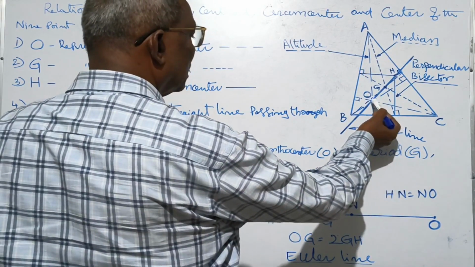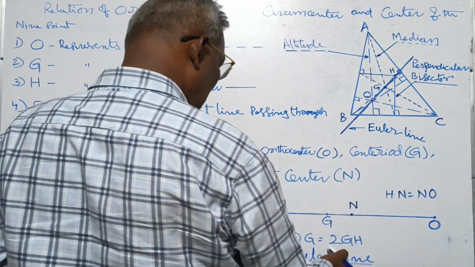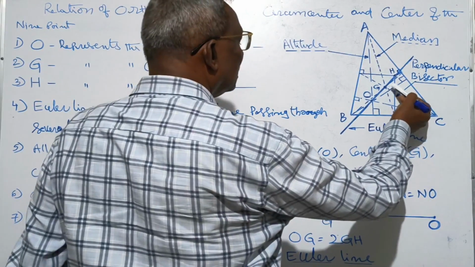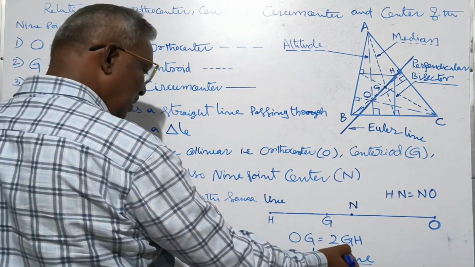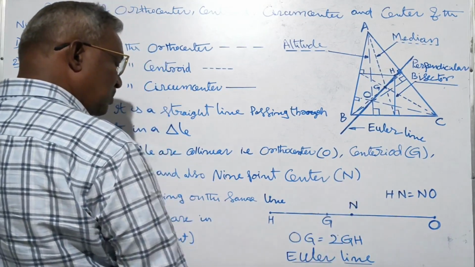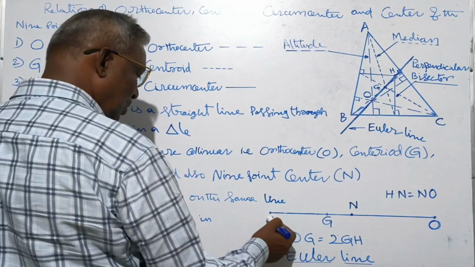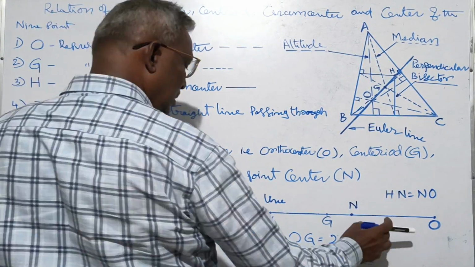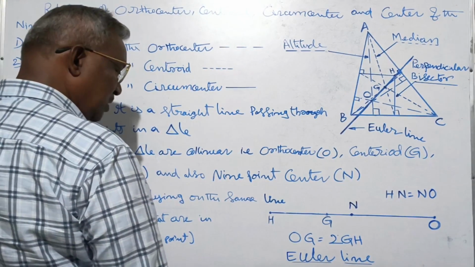So that is, orthocenter and centroid is equal to 2 times of the centroid and circumcenter. OG is equal to 2 times of GH.